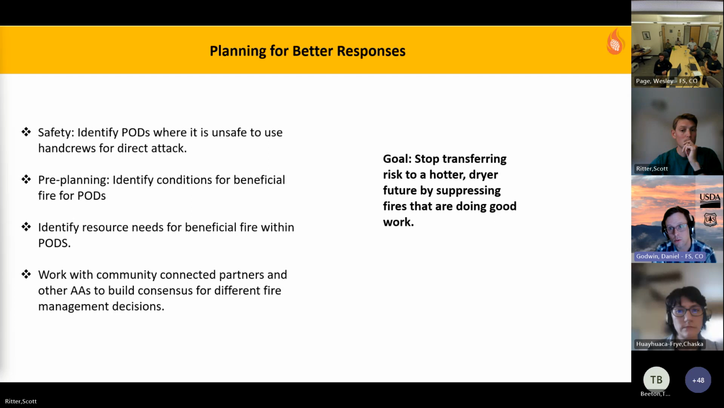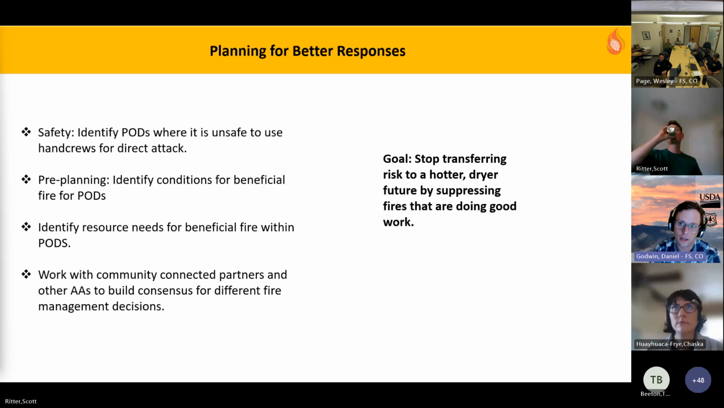After we've gone through this pod workshop process moving forward, we'll look at opportunities and see where it makes sense to put people on the ground, where there's higher risk, where there are too many snags based on the fires that have been out there, or whatnot, right?